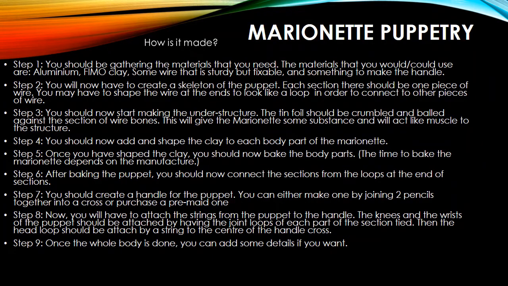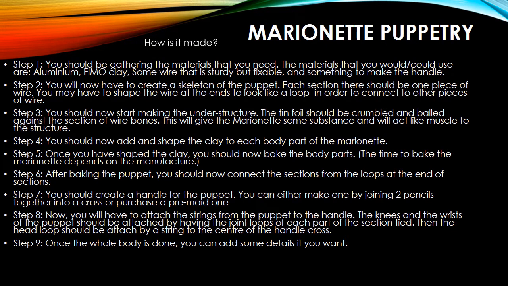Step four, you should now add the shape of the body by using clay for each of the body parts of the marionette. Step five, once you have shaped the clay, you should now bake the body parts in an oven. The time you should bake the body parts depends on the manufacturer, so whatever they instruct you to do.